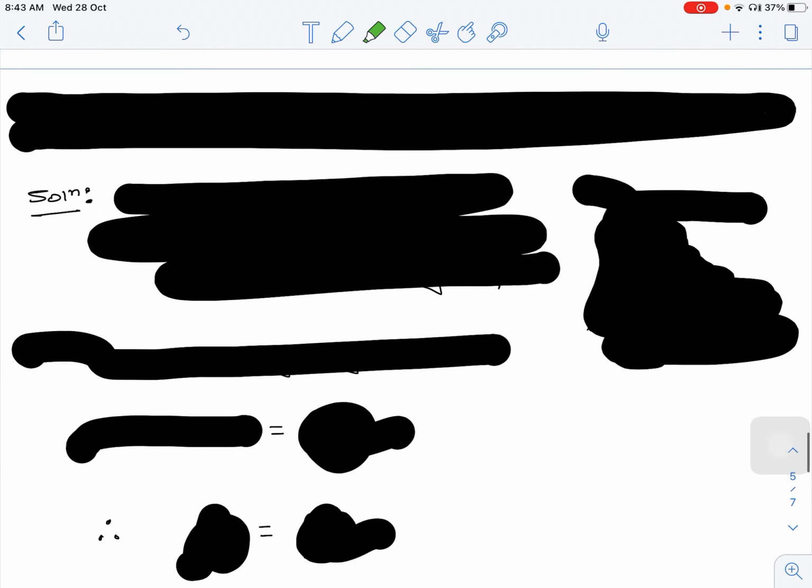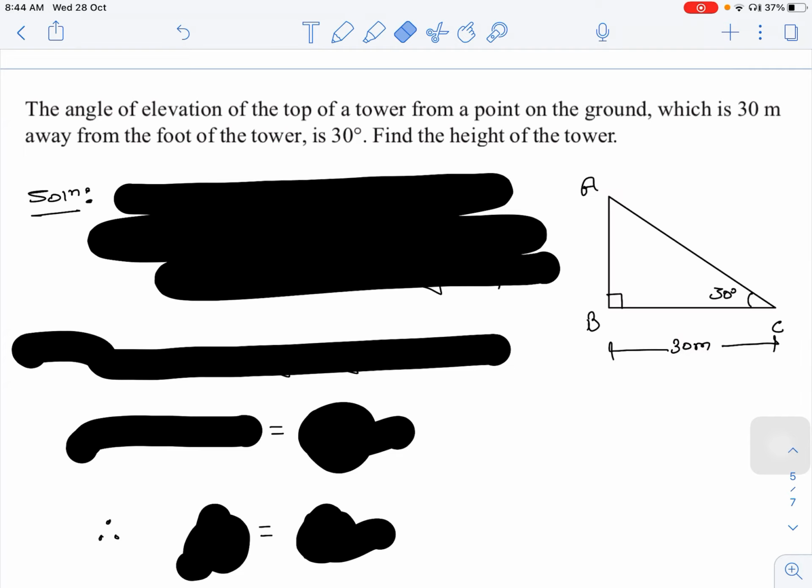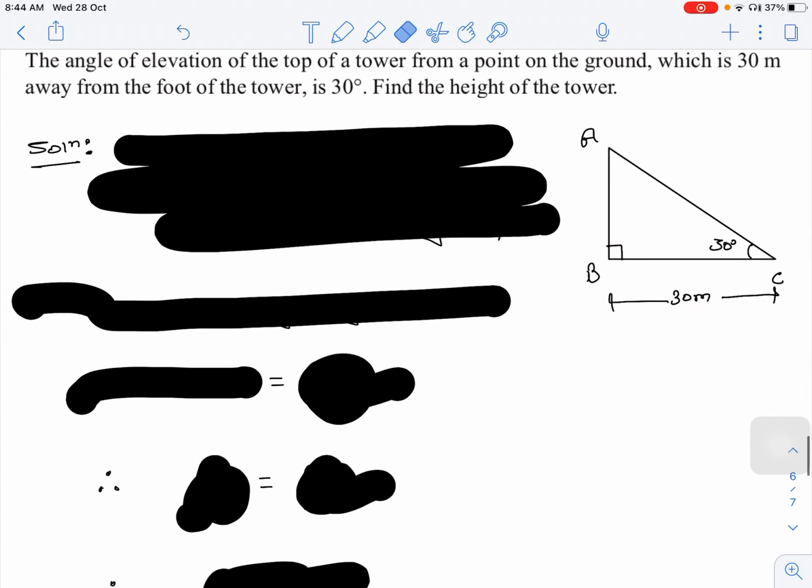Now let us solve one more example. In this example, it is given that the angle of elevation of the top of a tower from a point on the ground, which is 30 meter away from the foot of the tower, is 30 degree. We have to find the height of the tower. So let us consider, as per the question, this one is our required figure.